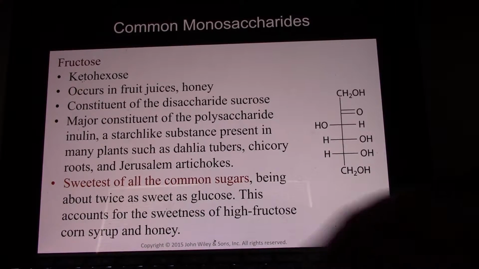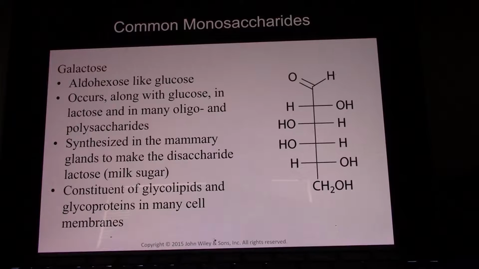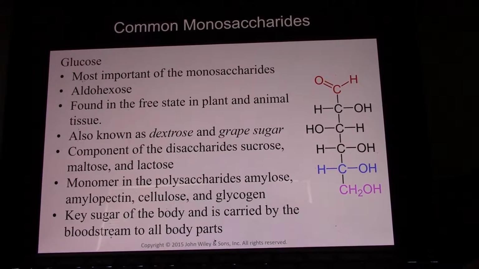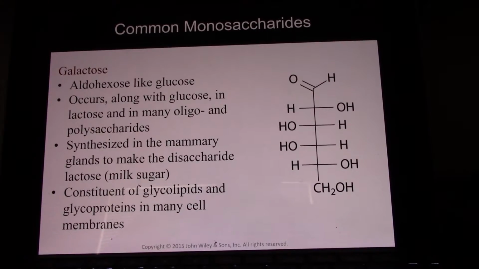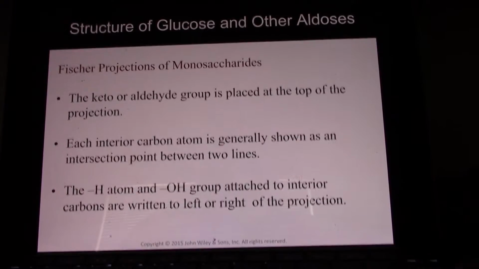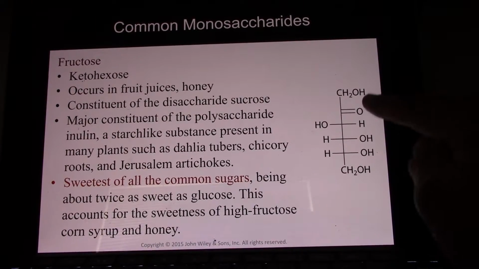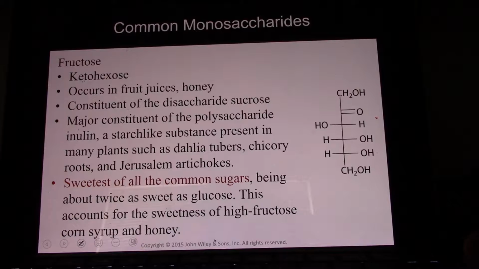Fructose is a ketohexose, whereas glucose and galactose were aldohexoses. Look at the aldehyde group in glucose, look at the aldehyde group in galactose. In fructose, we have a ketone group right there. And so this is a ketohexose.